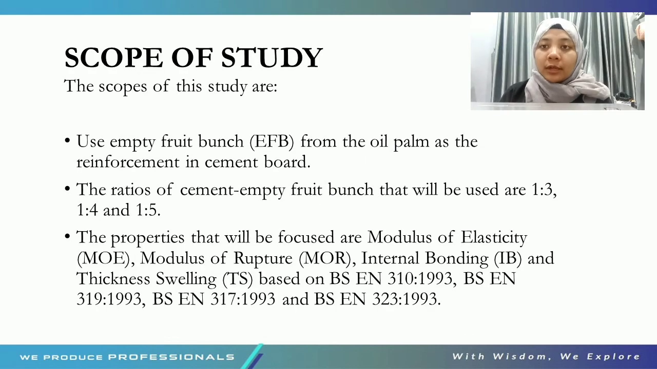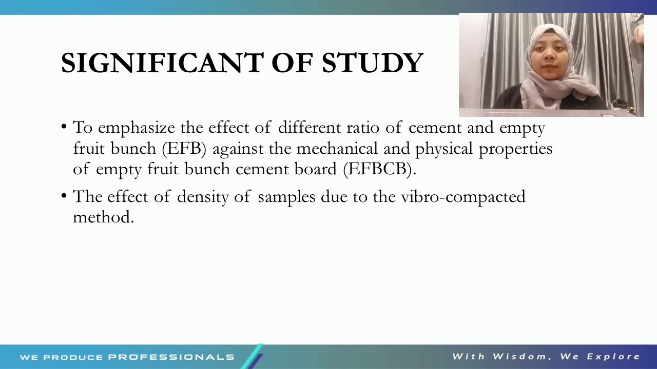Next, for the scope of study, we will use EFB from the oil palm as the reinforcement in cement board. The ratios of cement and EFB are 1:3, 1:4, and 1:5. And the properties that will be focused on are modulus of rupture, modulus of elasticity, internal bonding, and thickness swelling based on the British Standard mentioned.